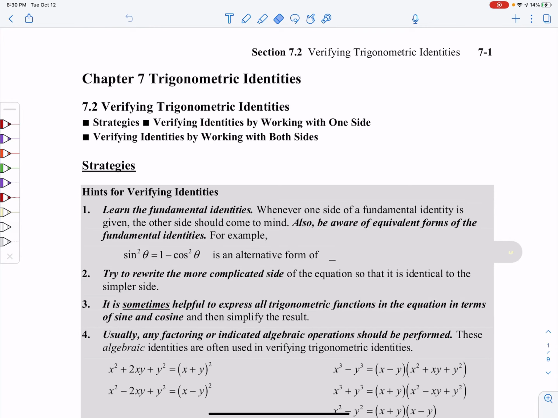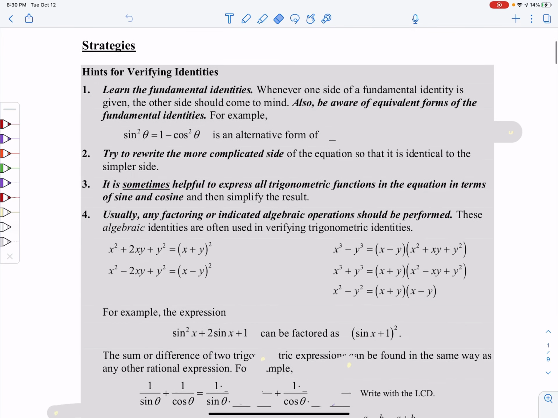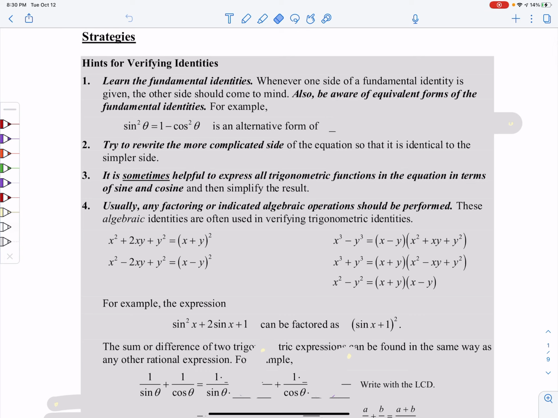This is section 7.2. We're going to be dealing with verifying trig identities. So the first thing I want to look at is this gray box here that deals with some strategies for verifying identities. So the first strategy is just simply to learn the fundamental identities. You had the quotient identities, the reciprocal identities, and the Pythagorean identities. You need to be very familiar with all of these.